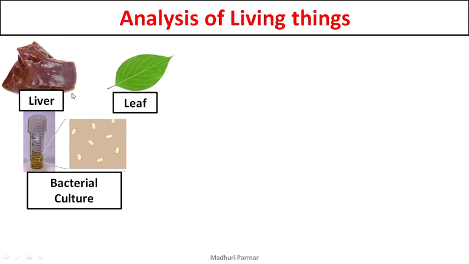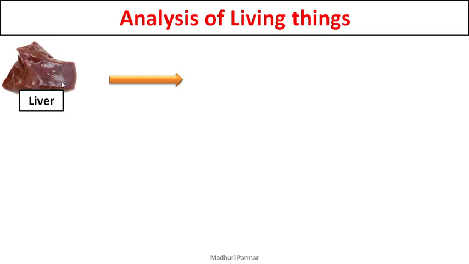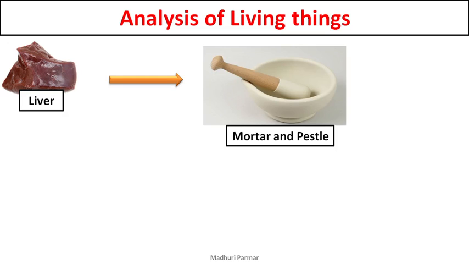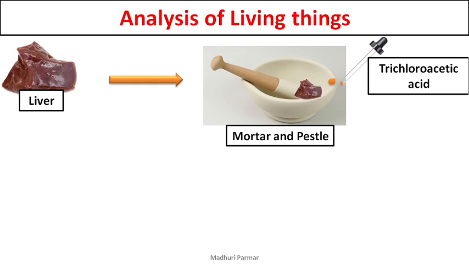So an animal tissue, a plant tissue, or a microorganism, you can take any one as a sample. We will continue understanding using a liver piece. So now what you do with this liver is you grind it, okay, with a mortar and pestle. This is a mortar and pestle. You put the piece of liver there, add something, it's just like making chutney. But while making chutney, you have to add water, right? So instead of water, you add here trichloroacetic acid. This trichloroacetic acid will help you in grinding the liver piece.